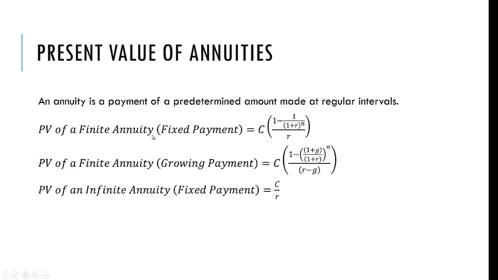For the present value of a finite annuity, we have this formula. C stands for cash flow or payment, R is the discount rate, and N is the number of payments for that annuity. For the growing annuity, G is the growth rate. So that's the growth rate in the payment we're going to put in. Then for an infinite annuity, also known as perpetuity, we have a fixed payment of C. We're going to divide that by the discount rate R to find the present value.